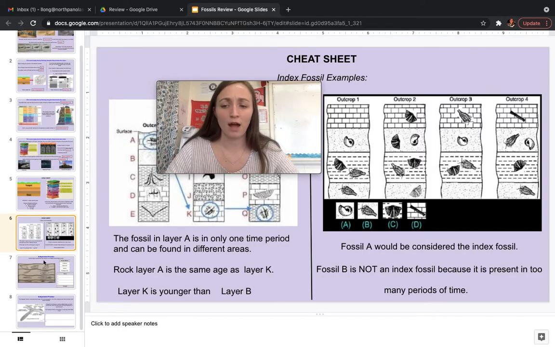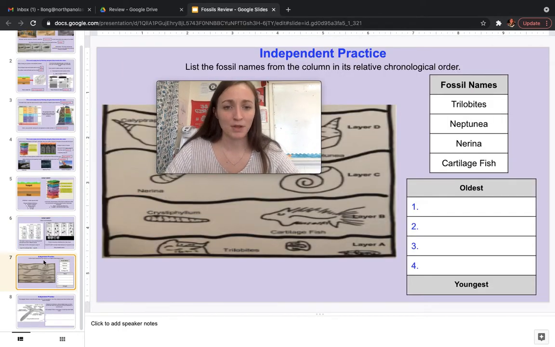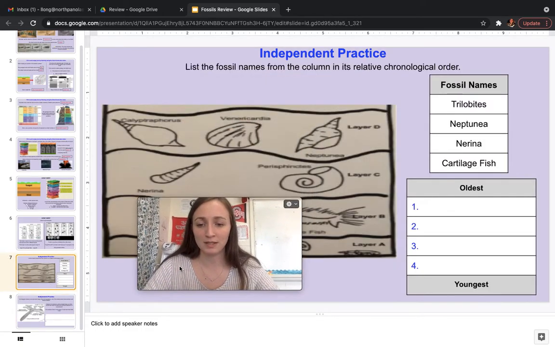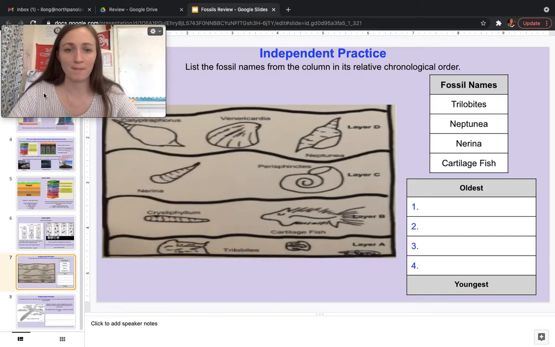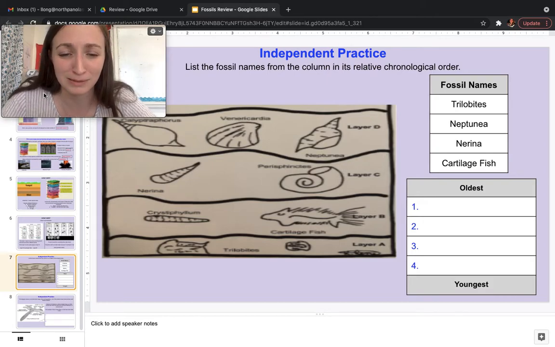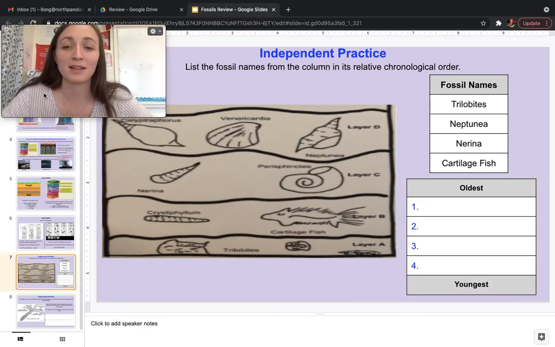Okay, for our independent practice, it's nothing too crazy, it's pretty simple. We have 2 slides that I want us to take a look at. Let me move myself way out of the way. So what you want to do here, we've got a picture, and I know it's a little blurry, I'm sorry, I did my best. We've got a little picture of different fossils within different layers of the earth just hanging out, doing their thing.